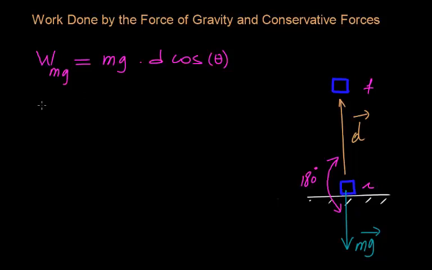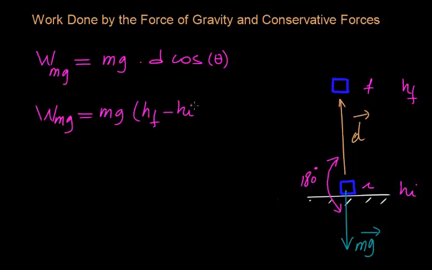Substituting what is known, we find the work done by mg equals mg times the displacement. The displacement d can be expressed in terms of heights. Let's say the height initial is the bottom right here, and the height final is right here. The d would be h final minus h initial, cosine 180.